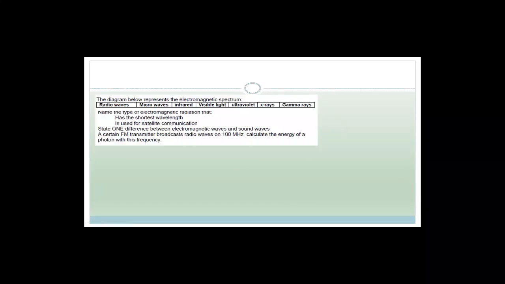Okay, grade 10s, we will start with this question and do a couple of questions on the electromagnetic spectrum and radiation, and then move on to physical and chemical change.